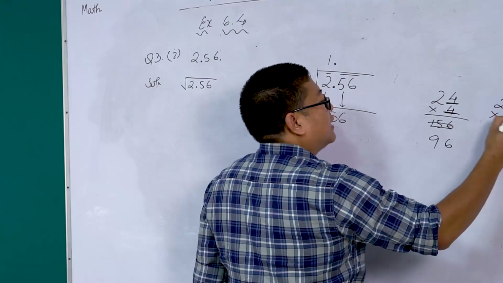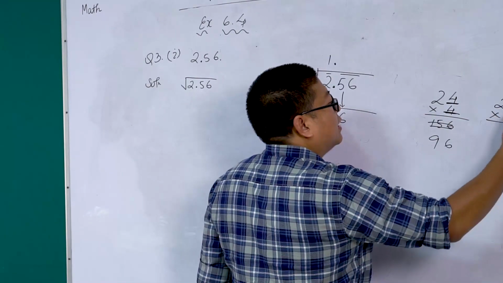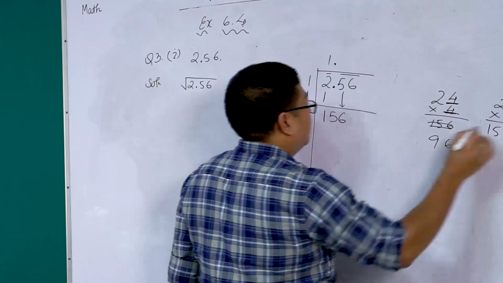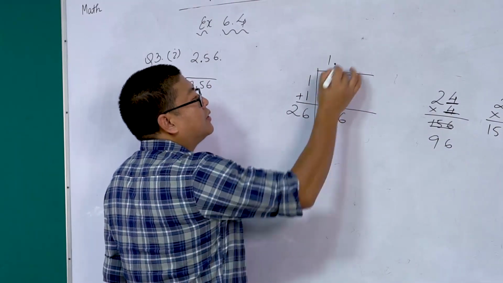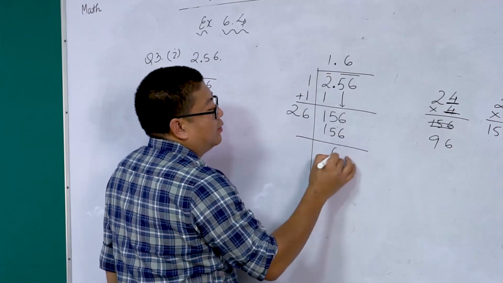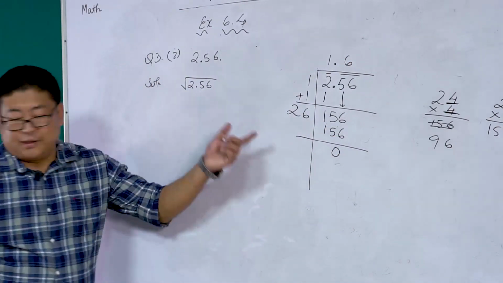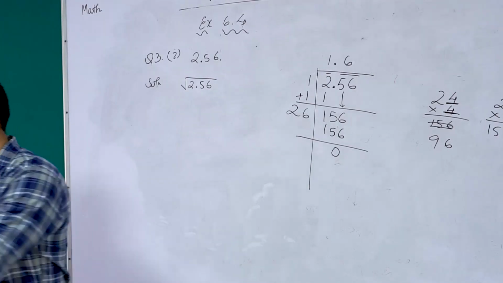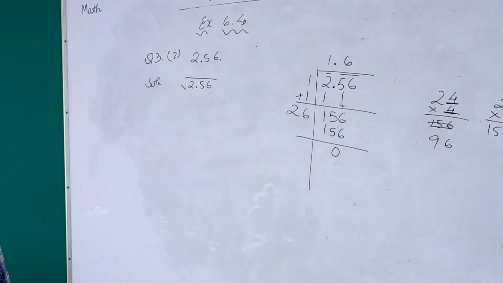Now let's try with 6. 6 into 6 is 36. 6 into 2, 12, 15. So we're getting 156 when we multiply 26 into 6. We're getting remainder 0. The same thing will be done for all the questions in question number 3. Please practice. Okay, let me skip some more questions.